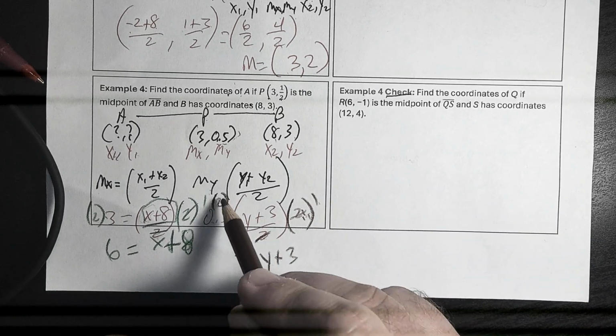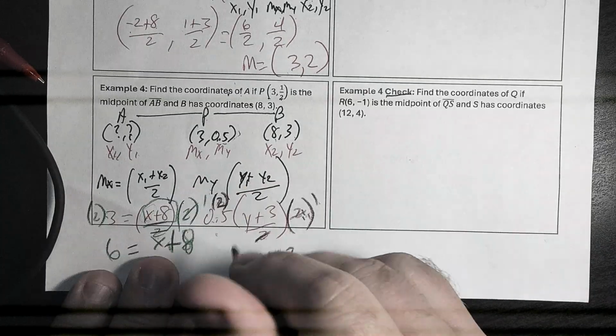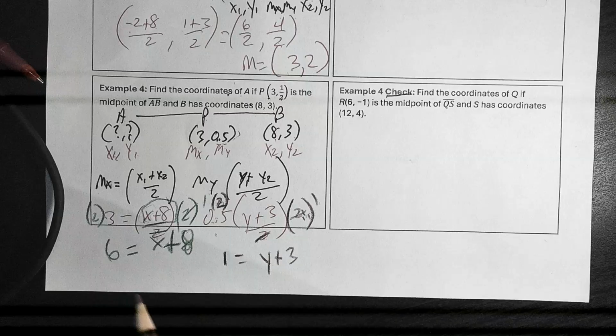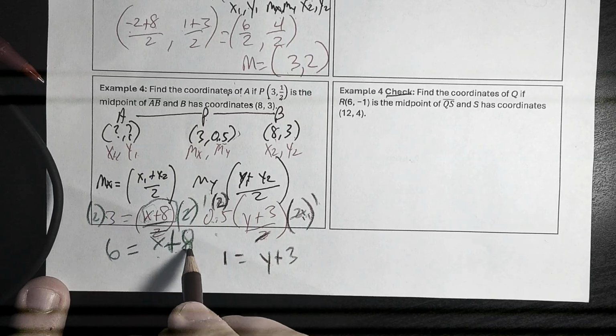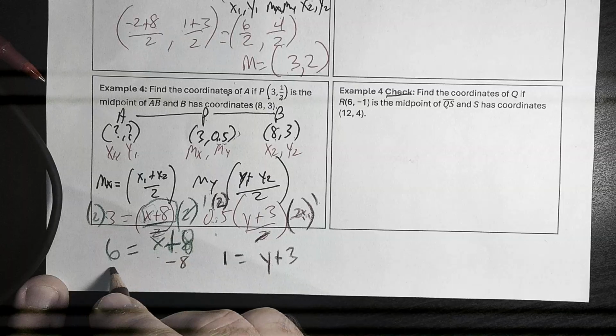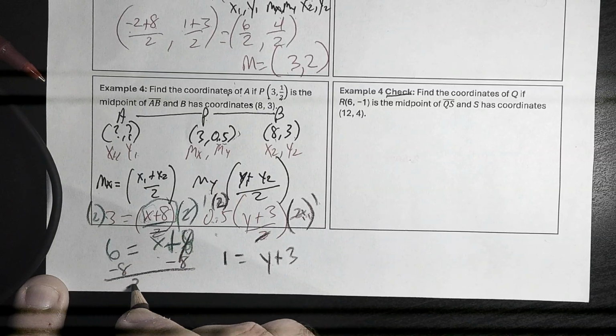Over here it cancels. Over here, 2 times 1/2. So 2 times 1/2 is 1. So now we're just going to work it from here. 6 equals x plus 8. Subtract the 8 from both sides. These cancel. 6 minus 8 is -2. So my x coordinate is -2.